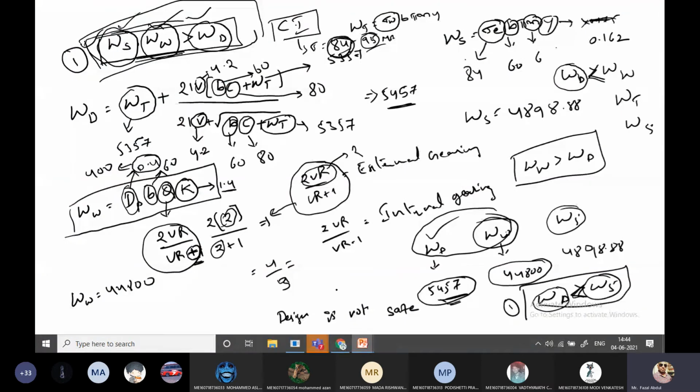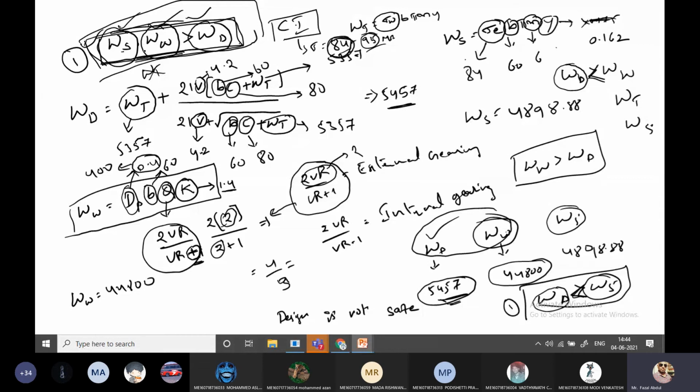So why is the design not safe? See here, to maintain a safe design condition, this is the condition: static load should be greater than dynamic load, wear load should be greater than dynamic load, and one more thing, tangential load should be greater than dynamic load. Mostly this is not considered for all conditions. Only these two loads are considered for the safe condition.